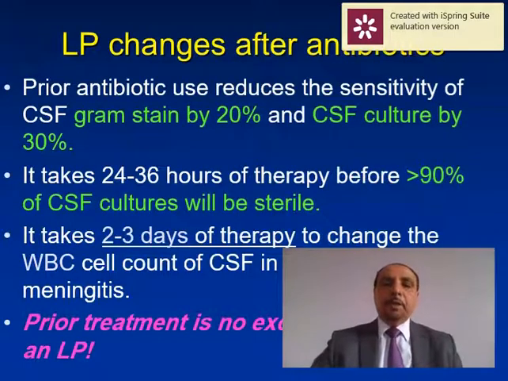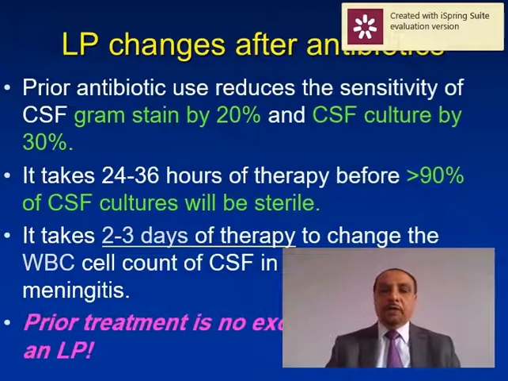The lumbar puncture changes after antibiotic. This is important to know whether it is partially treated meningitis or not. Prior antibiotic use will reduce the sensitivity of CSF Gram stain by 20% and CSF culture by 30%. This is important. It takes 24 to 36 hours of therapy before 90% of the CSF cultures will be sterile. So usually it will take 1 to 1.5 days before the CSF will be sterile.